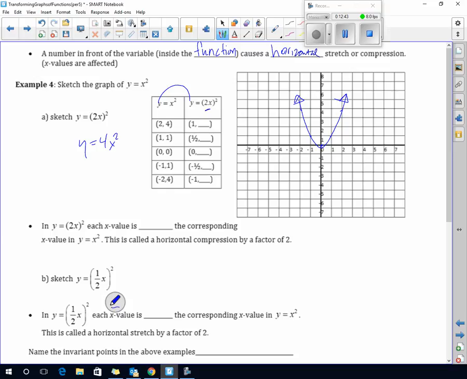So this is why my x goes from 2 to 1. And guess what happens when I plug 1 in? 2 times 1 is 2. 2 squared is 4. Does everybody see I have the same output?